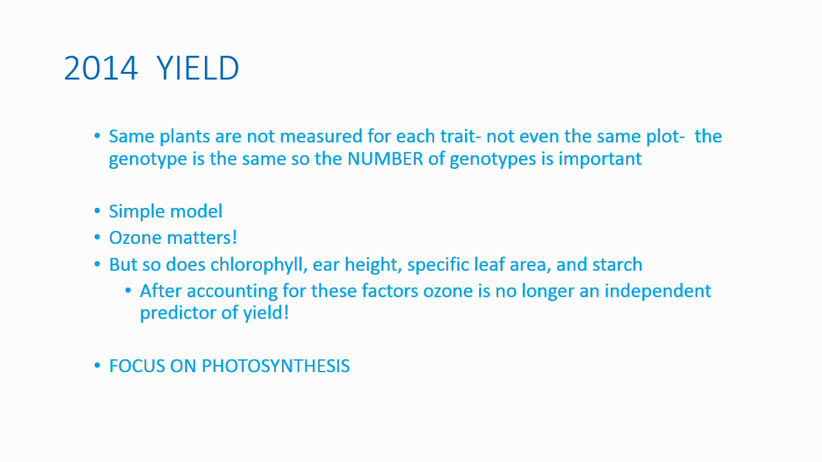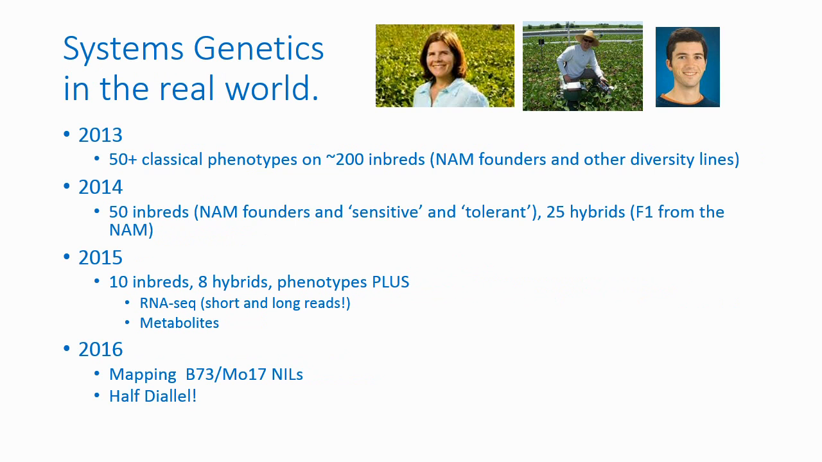What's really fun about this is that once we account for chlorophyll, ear height, and specific leaf area, the effect of ozone actually goes away. So what that means is that we can actually capture these effects with that. And that tells us that when we move on to our analysis of metabolites and RNA-seq, we can focus on things like photosynthesis in order to understand that middle process. Okay, so now I'm just going to finish by saying, again, this is a big project with a lot of people involved, and we're looking forward to focusing on this photosynthesis in our RNA-seq and metabolites and to our mapping and diallel experiments to understand these better. Thank you.